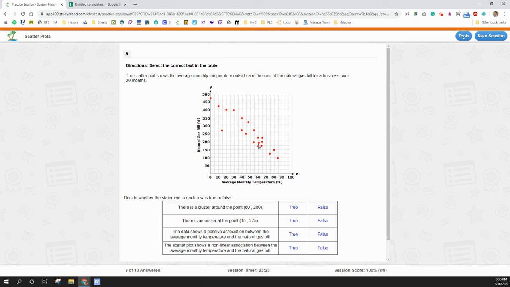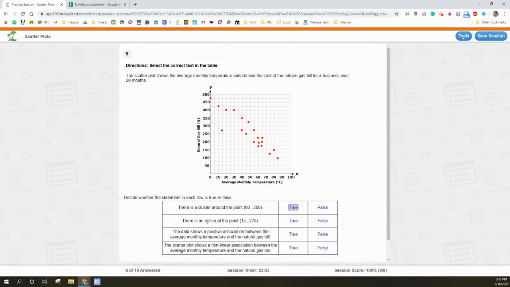60 and 200. Is there a cluster? And yeah, there does appear to be a cluster. Here's 7 points right here all around that. And that's more tightly packed together than we see in the rest of the pattern. So there is a cluster. That's what a cluster is. It's a more tightly packed group of points than you see throughout the rest of the data.